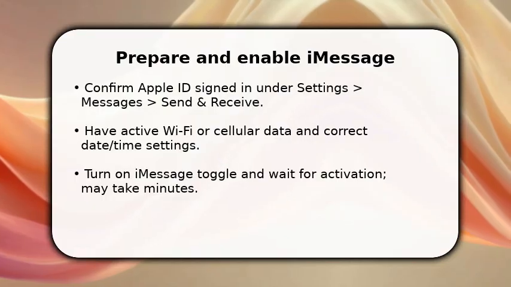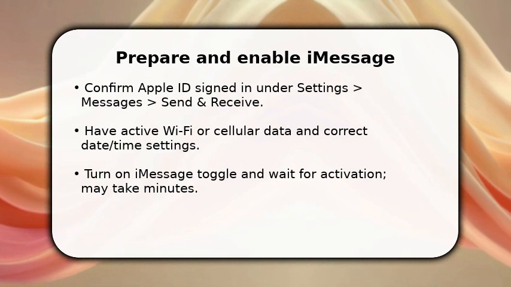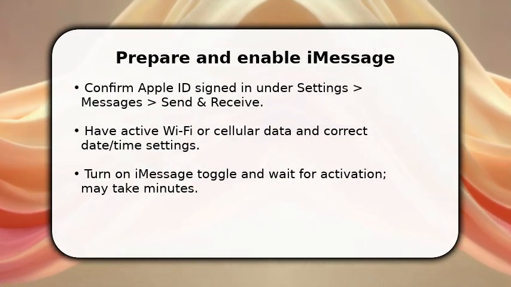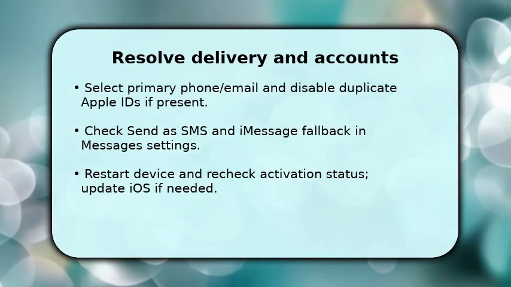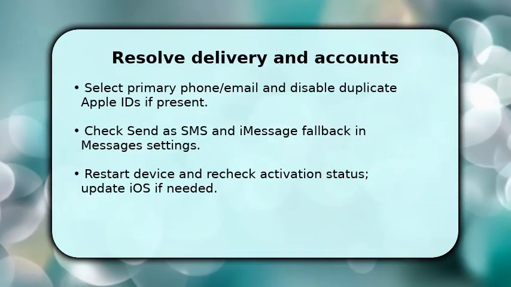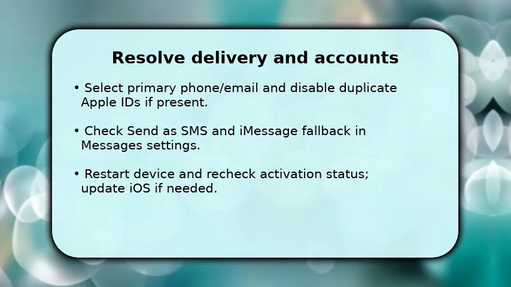If prompted, choose the phone number and email addresses to send and receive from. This links your identity to iMessage, so texts return as blue bubbles. Once iMessage is enabled, you need to confirm which address acts as your primary sender. Go to Send and Receive and pick the phone number and email you want.